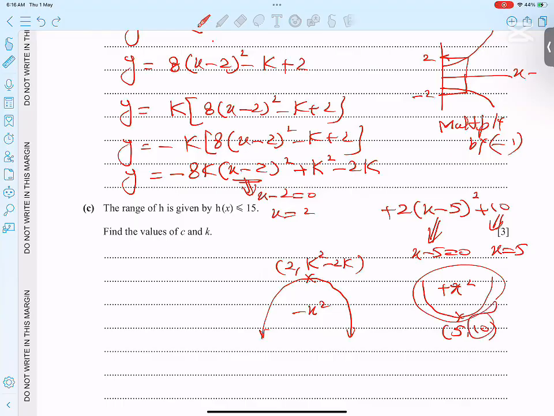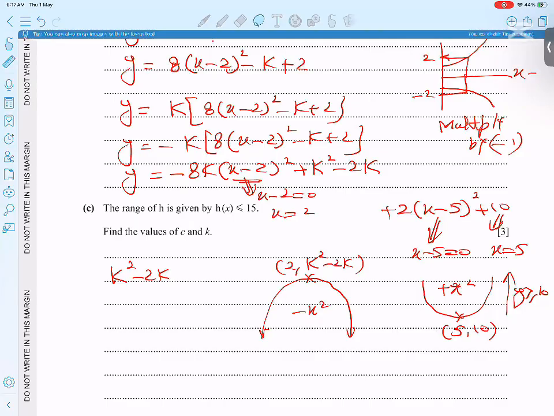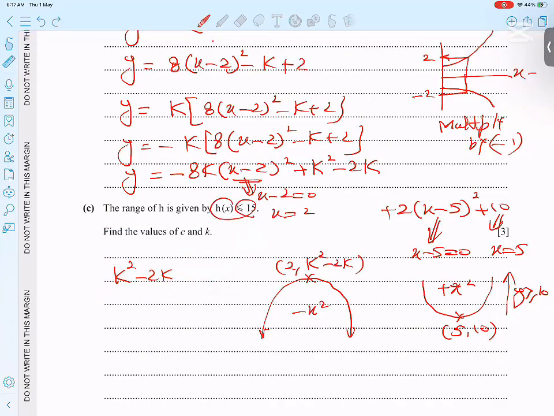For example, what's the range here? More than 10. So the y value starting, this is more than or equal to 10, the range. And what is the range here? So the range is k square negative 2k, and I can say here the range is less than that. Okay. So what I can say, because he said the range is less than 15, so this is less than or equal to 15. Okay. So now we got this one, k square minus 2k minus 15 less than or equal to 0.